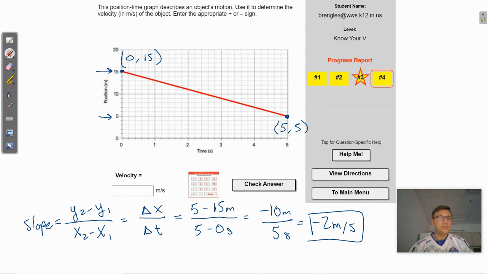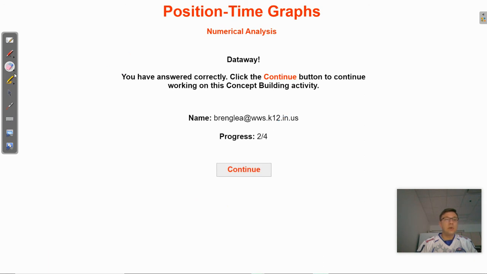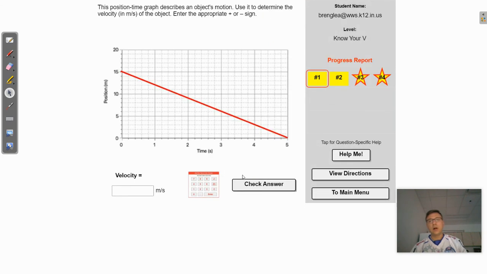Okay. Now, we could have eyeballed this and gone, okay, well, after 1 second, this object went down 2 meters, right? So you can kind of eyeball that and you can see that. That's another way to do it, but just be careful because, like I said, it can be a little off sometimes. So let's go ahead and just do one more with the negative slope here.